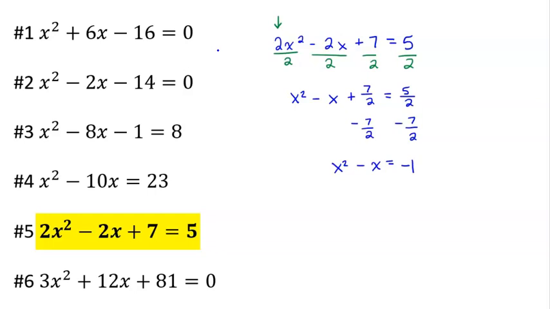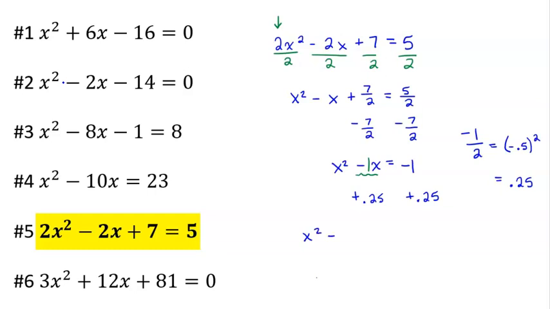All right, so now from here we've got this. I'm going to take my b value, which is -1. -1 divided by 2 is -0.5, squared. And that's going to give me positive 0.25. I'm going to add 0.25 to both sides.